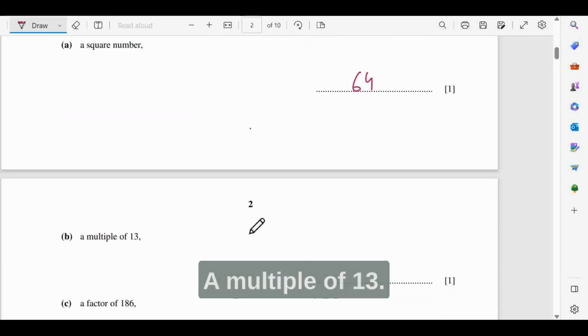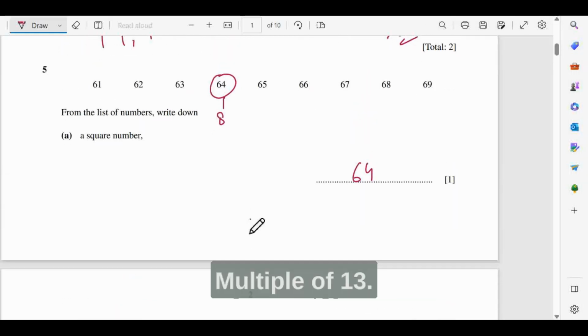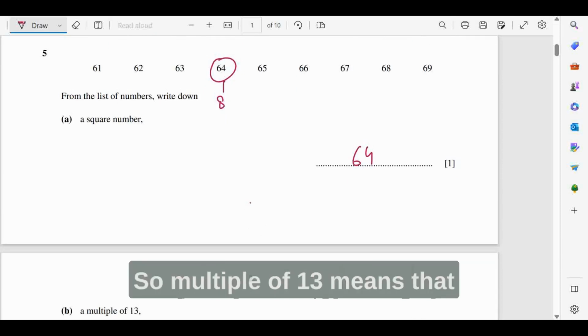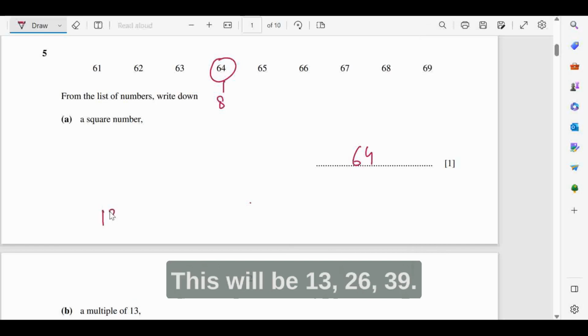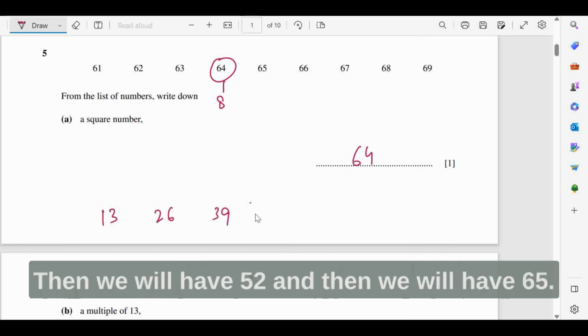A multiple of 13. Multiple of 13 means that let's write the multiples of 13. This will be 13, 26, 39, then we will have 52 and then 65.